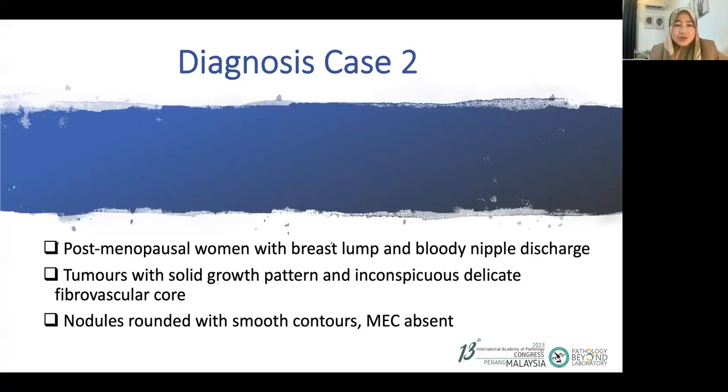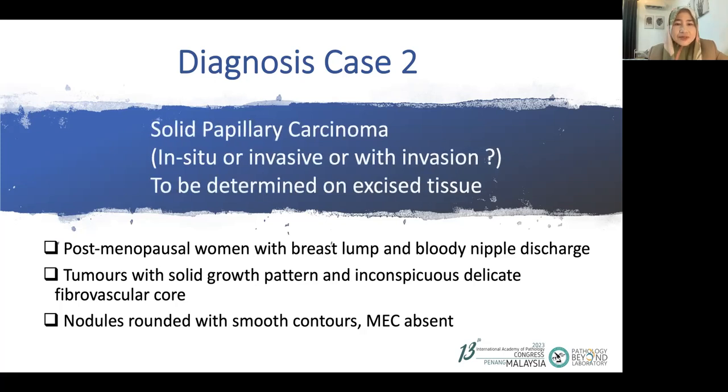All right. So what is the diagnosis of this case? We have a postmenopausal woman with breast lump and bloody nipple discharge, tumors with solid growth pattern, and inconspicuous delicate fibrovascular core, nodules rounded with smooth contour with myoepithelial cells absent. So I think this is very straightforward with the key features that we have seen one by one. This is fit to call it solid papillary carcinoma.